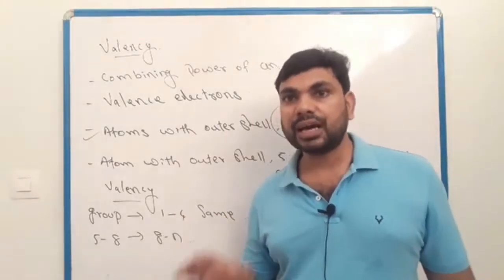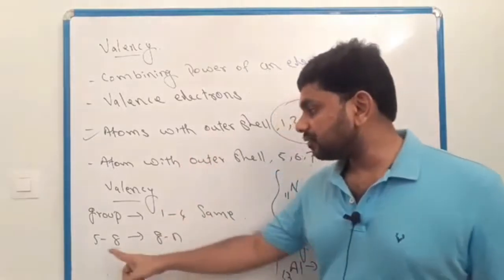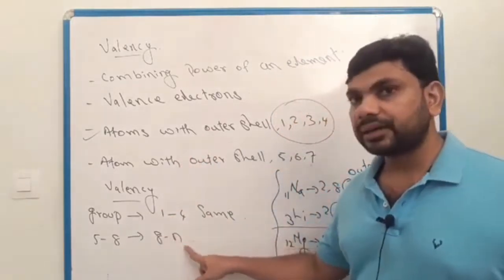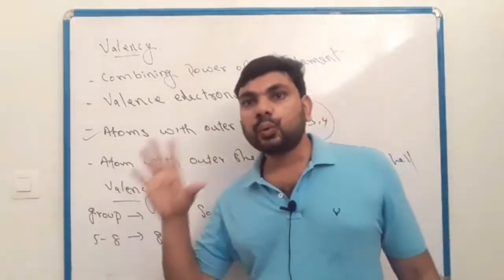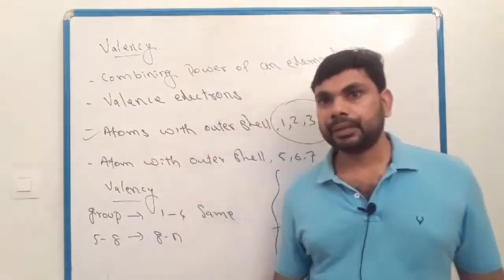Example, nitrogen, valence electron 5. So you can find valency: 8 minus 5, so valency 3.